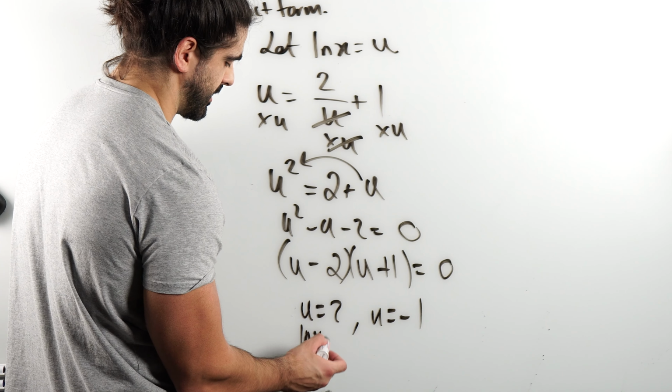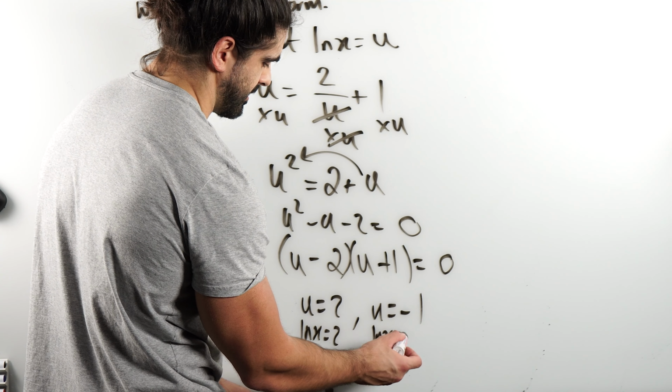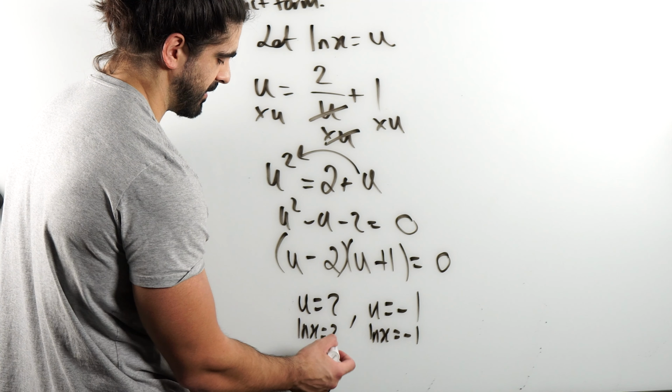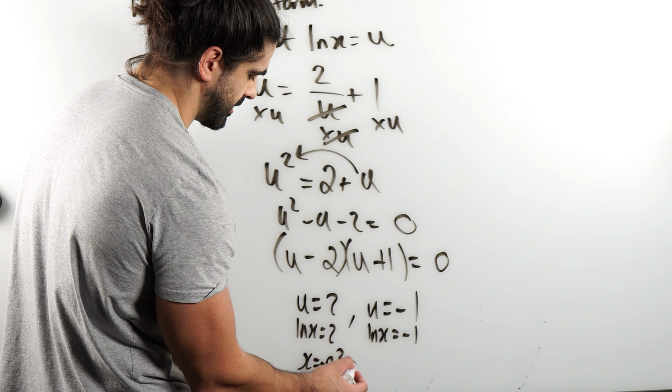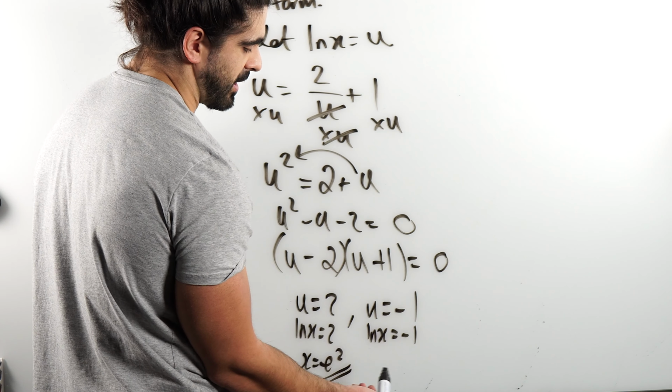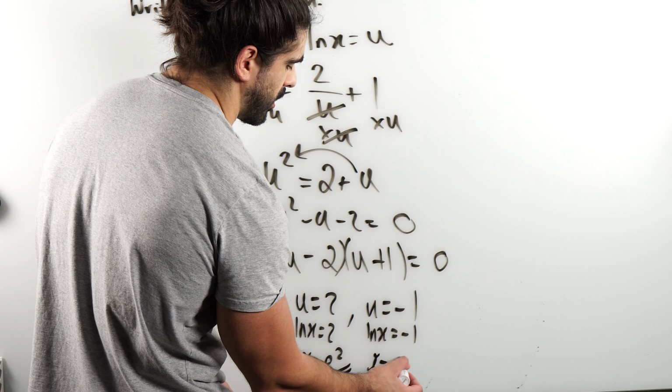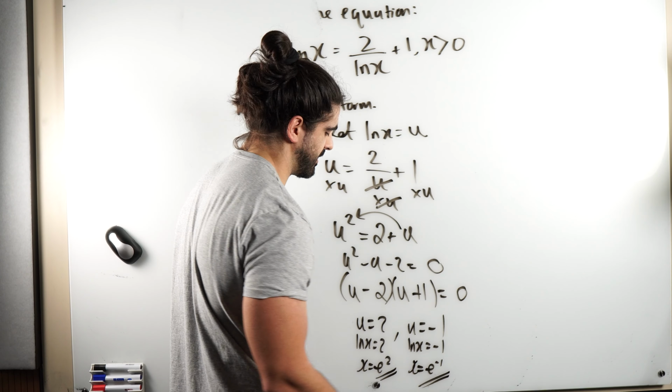So you have ln x is 2, ln x is minus 1. E to the power of both sides. I'm not going to have space, but you have e to the power of 2 here, or e squared. Then here you do e to the power of minus 1, which you can write as 1 over e. I usually just leave it like this.